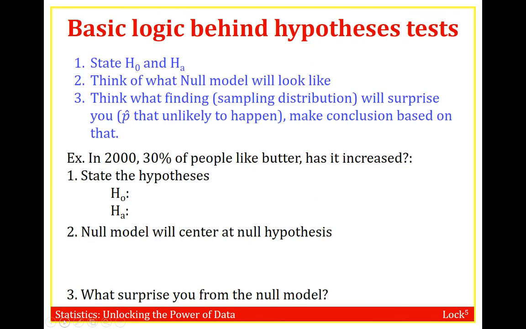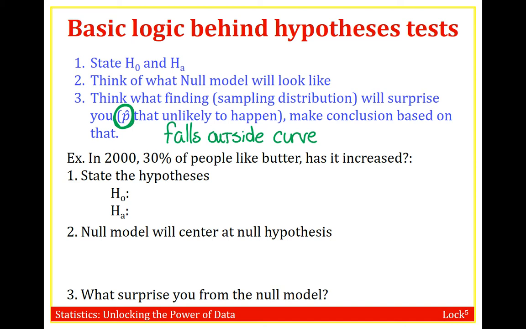So here's your logic. One, state H sub O and H sub A. So we'll find out what's not normal and what is normal. We'll think of what the null model looks like, the null model meaning all the data being centered around the null hypothesis. And then think of what sampling distribution or what p-hat value would surprise you. Surprise you means falling outside of the curve. Remember, 95% population curve. We should see 95% of data fall within 2 standard deviations of our curve.